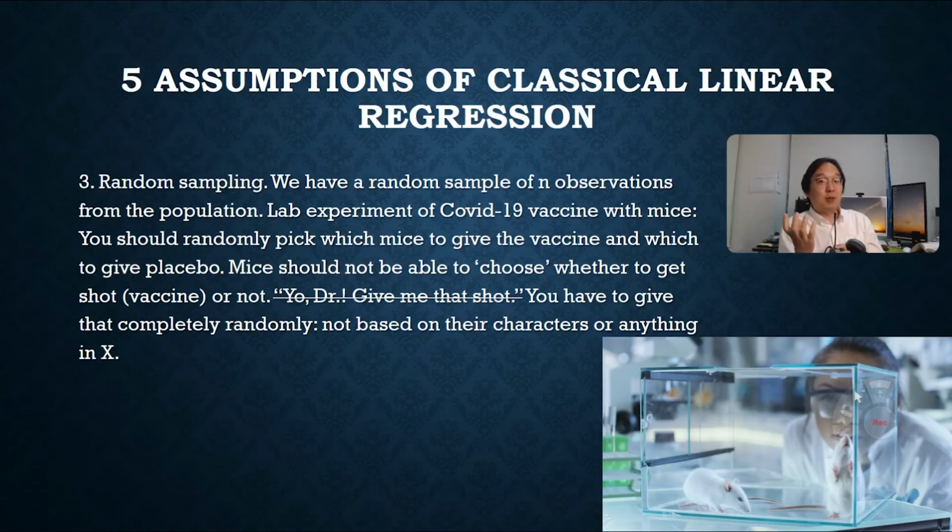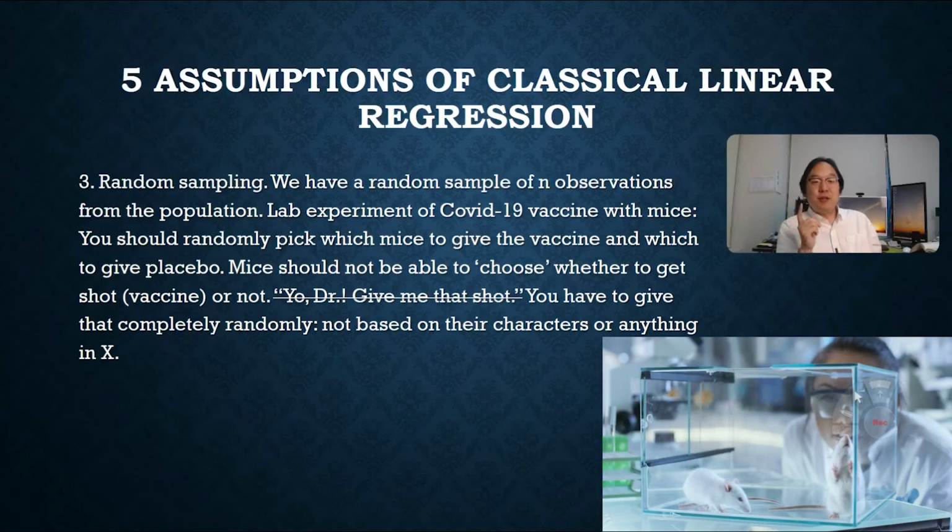Lab experiment of, for example, a COVID-19 vaccine. So you're developing a COVID-19 vaccine, and then you have a group of mice over there. Mice that you see in the picture, just 2 of them, but let's say a bunch of mice. You should randomly pick which mice to give the vaccine and which mice to give a placebo. Mice should not be able to choose whether to get shot or not. What do you mean? The mice should not be able to say, yo, doctor, I want that shot. Which is kind of funny, right?